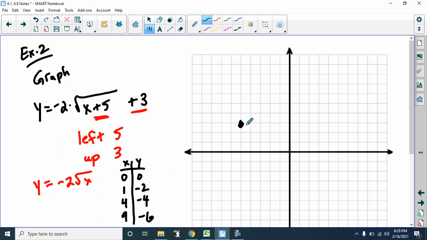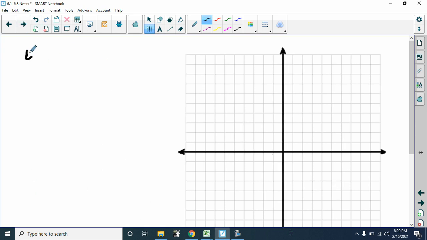0, 0, 1, -2, 2, 3, 4, -4, and 9, -6. Again, it just comes to this point right here and stops. And our graph looks like that.